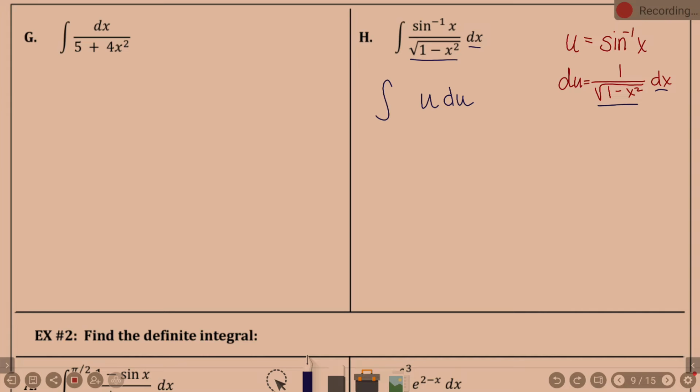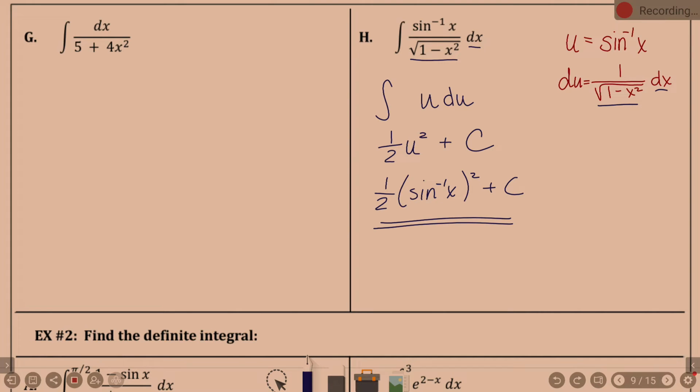What is the antiderivative of u? One half u squared. And then if you sub back in, because it's indefinite, so we don't want to leave it, 1/2 times sine inverse of x, quantity squared.